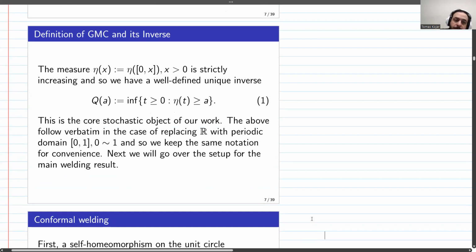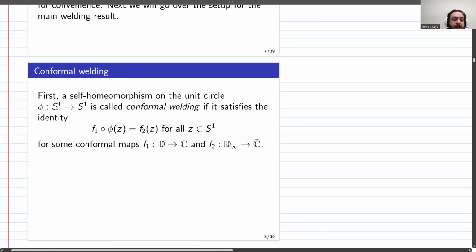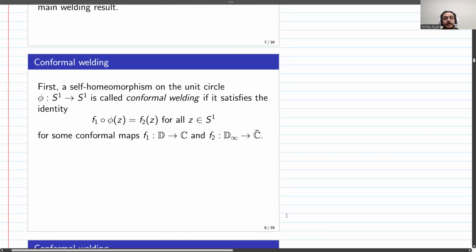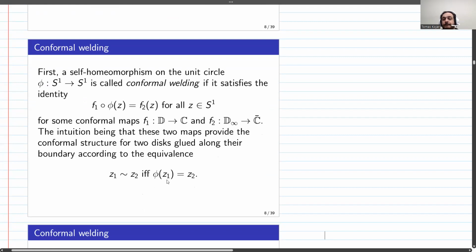Next, we go over the setup for our main welding result. Just as a reminder, if we start with a homeomorphism between the unit circle, this is called the conformal welding if it satisfies the following identity for some conformal maps inside and outside the unit circle. The idea being that you have a sphere with conformal structure given by these two charts, and the boundary. So the sphere is formed out of two disks whose boundaries are identified using this homeomorphism phi. Okay, so this is the identification here.